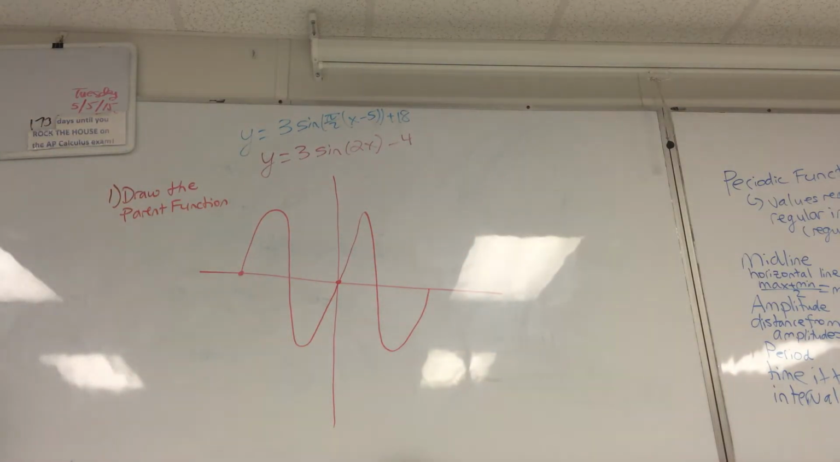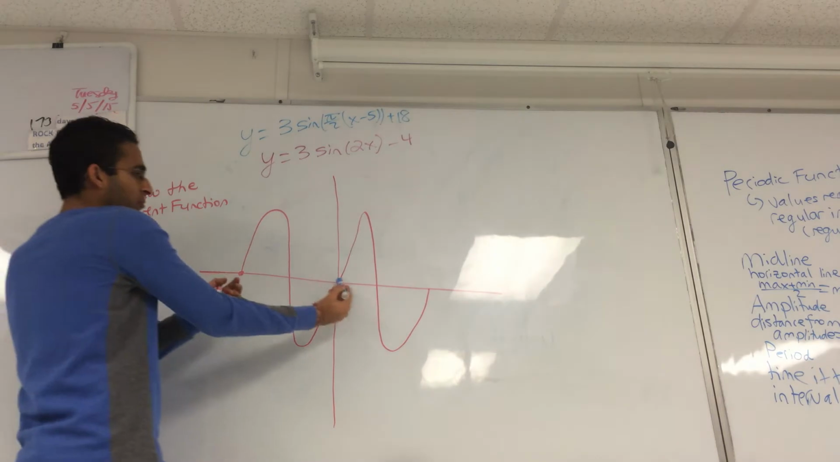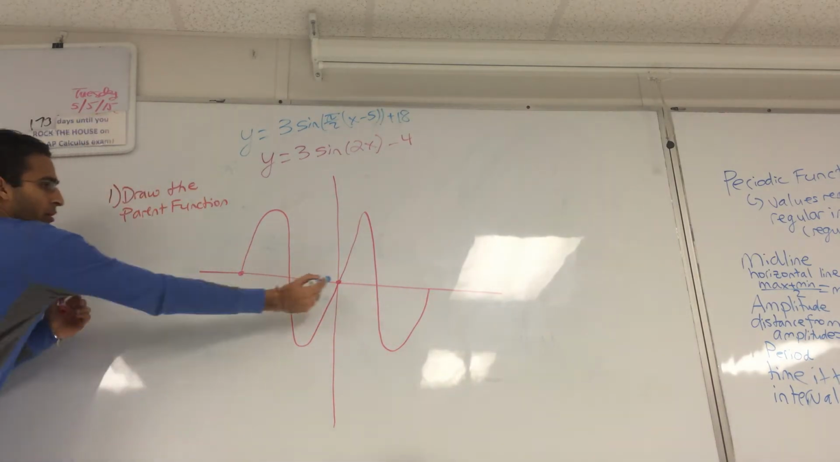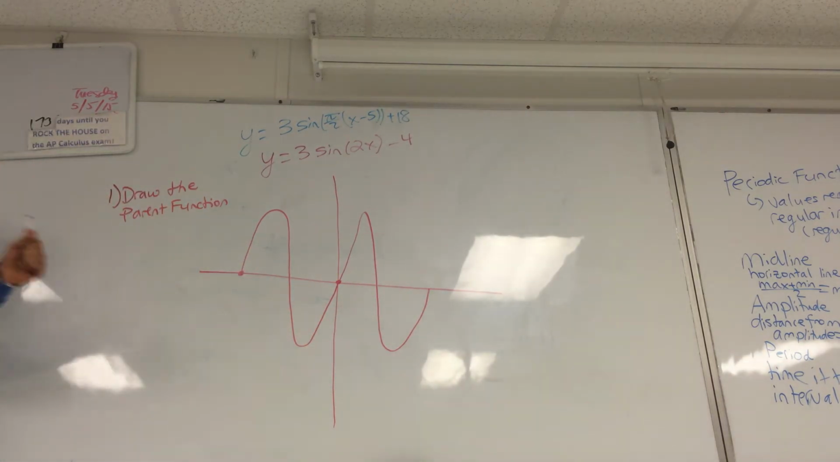I'm only asking you to draw 2 periods. So from negative 2 pi to positive 2 pi. Here's one period, right, from 0 to 2 pi. Here's another one from negative 2 pi to 0. So that's step 1. Always draw the parent function. It'll either be sine or cosine. It's one of the two.